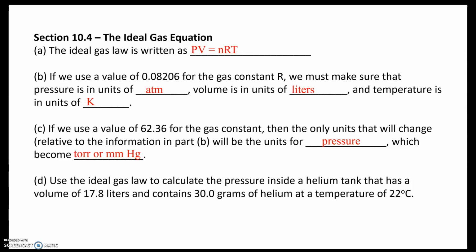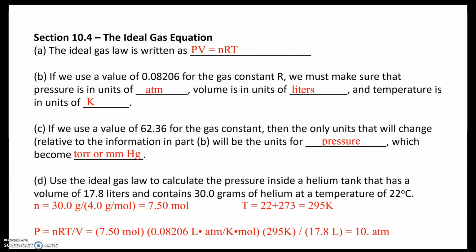Now we want to use this ideal gas law to calculate the pressure inside a helium tank that has a volume of 17.8 liters and contains 30 grams of helium at a temperature of 22 degrees C. All right, we can first compute the number of moles. We have 30 grams of helium divided by 4 grams per mole. That's 7.50 moles. The temperature is easy to get to. Just add 273 and we get 295 K. And now we rearrange the ideal gas equation to get P is equal to nRT divided by V. Plug everything in and we get 10 atmospheres.